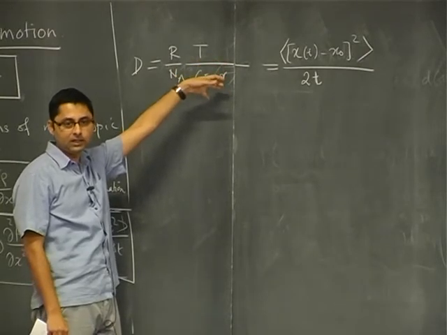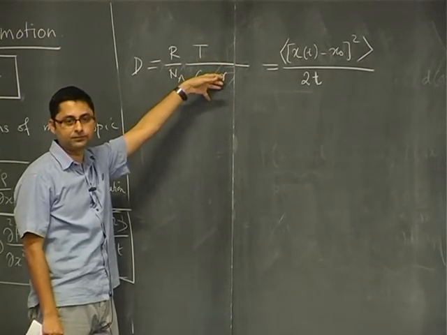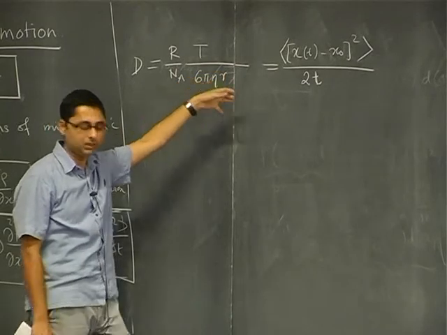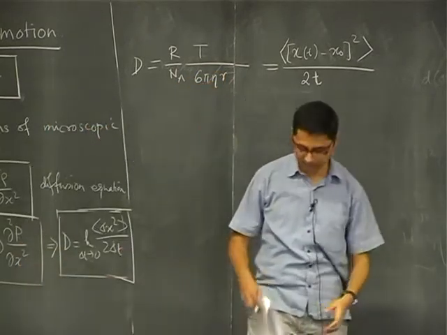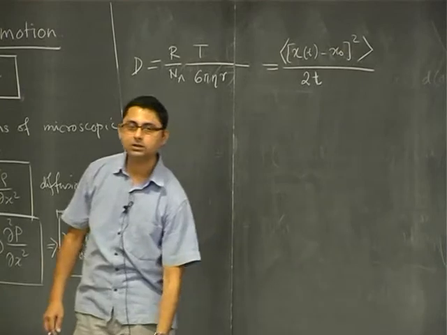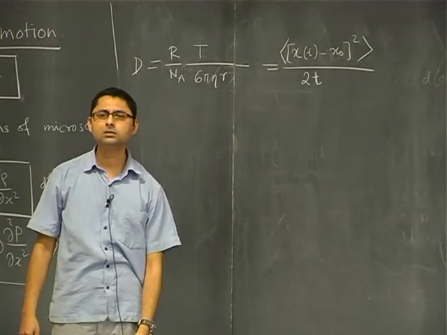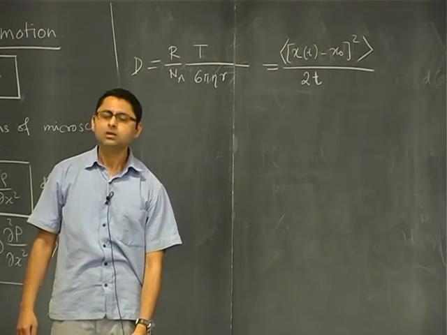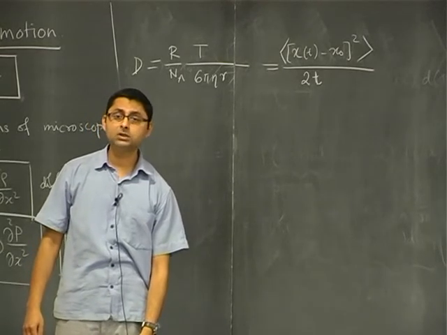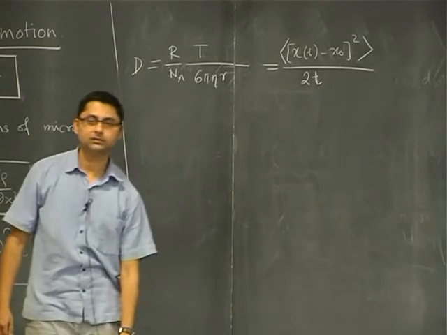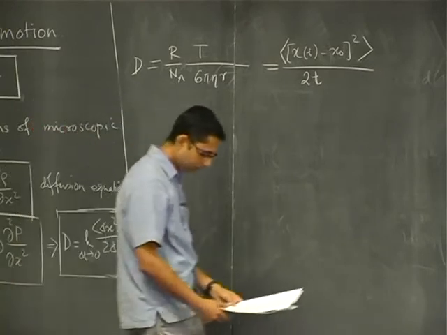So you can use this relation to actually measure the Avogadro's number, and this is what Jean Perrin did, and he got a Nobel Prize for this, in 1925 or 1927 or something like that.